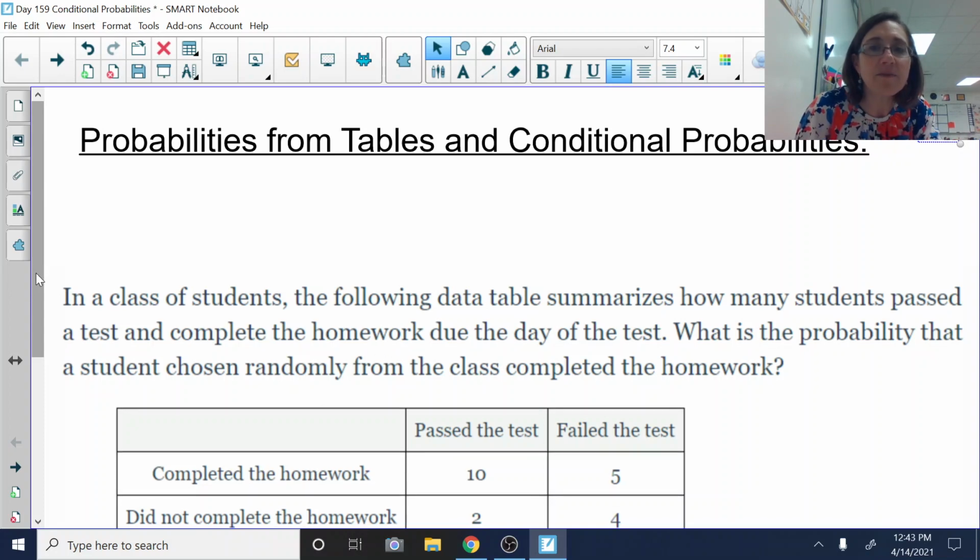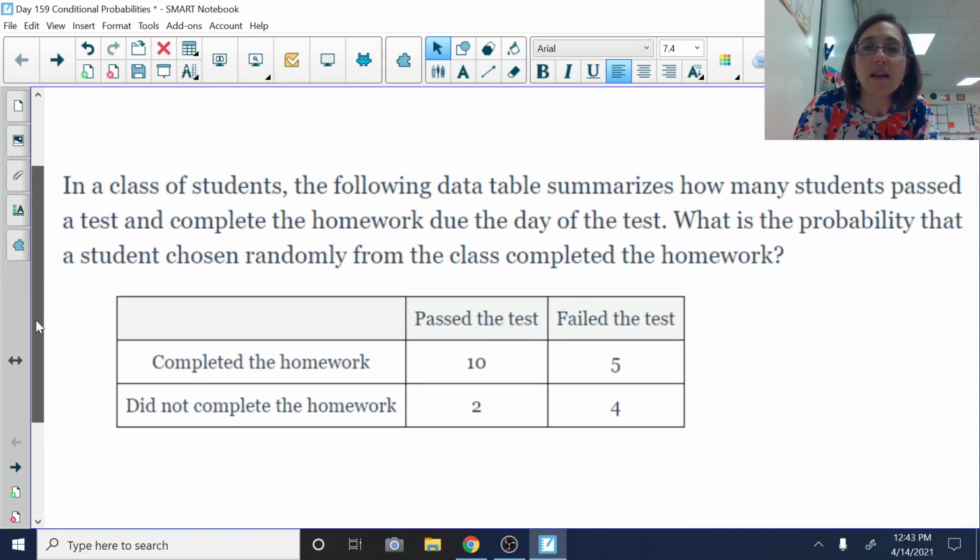In a class of students, the following data table summarizes how many students passed the test and completed the homework due the day of the test. What is the probability that a student chosen randomly from the class completed the homework? So there are two questions. Did you do the homework? And that's a yes or a no. And did you pass or fail the test? And so that puts people in these four different categories.